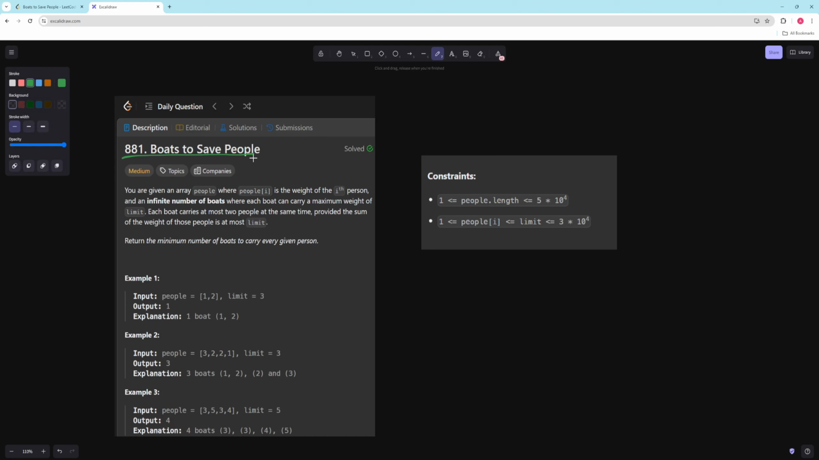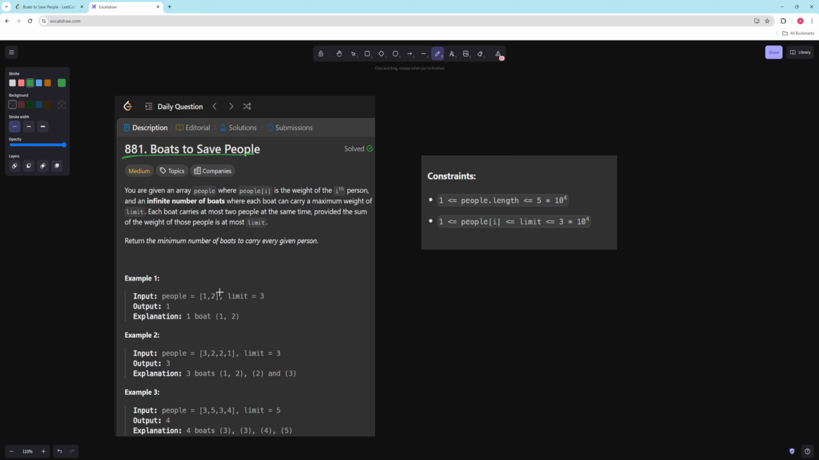In this video we're going to be working on boats to save people. In this one you're given an array of people where people[i] is the weight of the ith person, and an infinite number of boats, where each boat can carry a maximum weight of the limit. Each boat can also carry only 2 people, provided the sum of their weights is at most the limit. Return the minimum number of boats you can have.